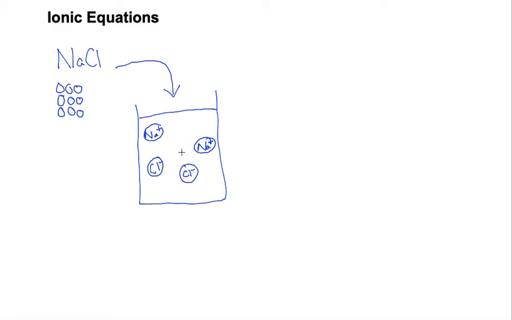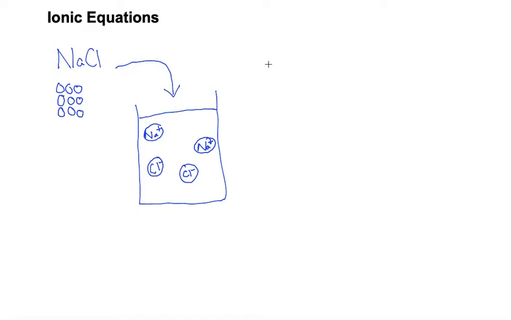Now, sugars, things that are molecular, don't do that. One molecule just separates from another molecule when it dissolves. The molecule doesn't break apart, not like an ionic substance. Ionic substances, when they go into water, will break apart into the different ions, and we call that dissociation.